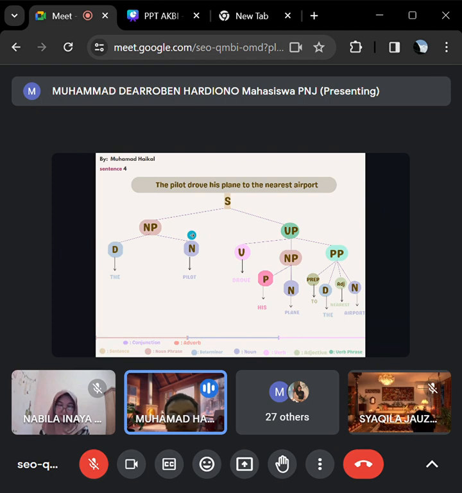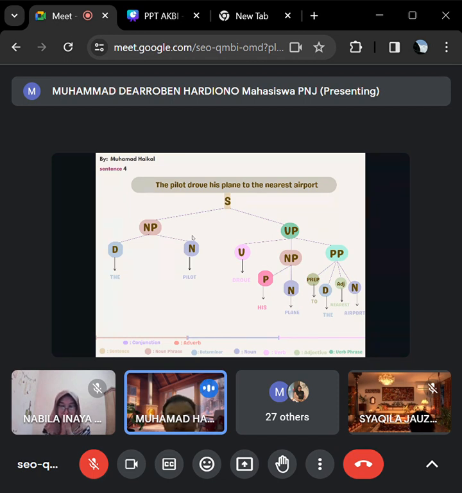And for the fourth sentence, "The pilot drove his plane to the nearest airport" is symbolized by S and composed of two branches, noun phrase and verb phrase. The first one is noun phrase, and also composed of two branches, determiner and a noun. Determiner in this sentence is "the", and the noun is "pilot".